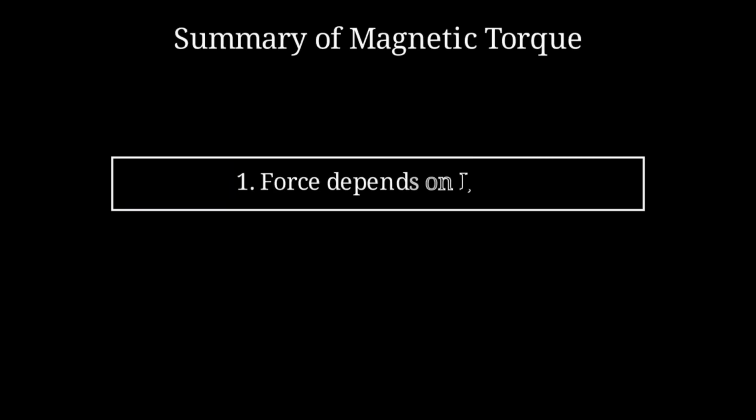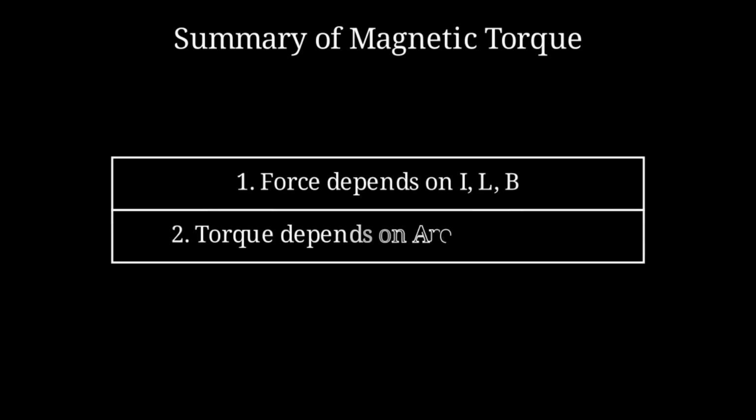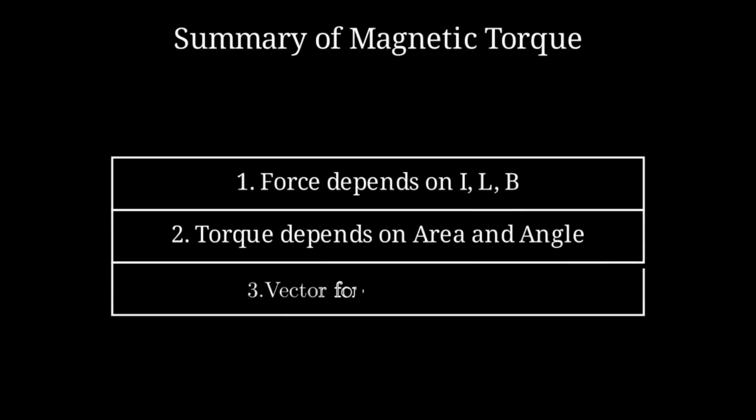In summary, a current loop in a magnetic field experiences a torque that depends on the current, the loop area, and its orientation. This concludes our lesson on magnetic torque.